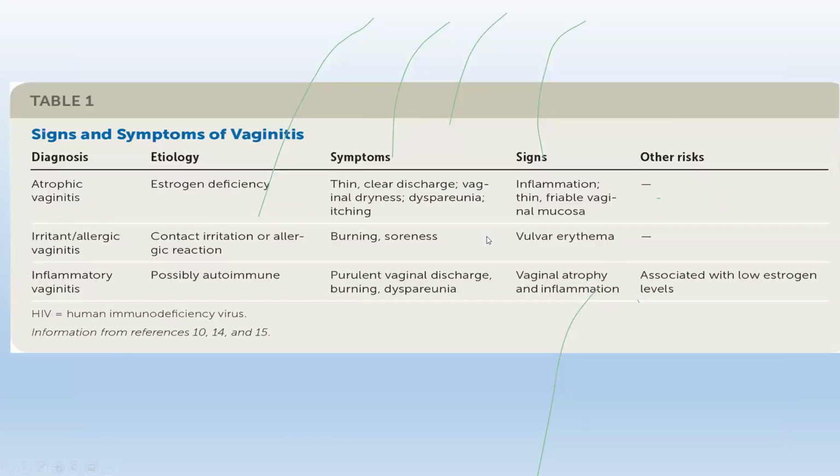All right. So atrophic vaginitis is due to estrogen deficiency in a menopausal patient. There's a clear discharge, vaginal dryness, dyspareunia, and when you examine them, you look at the vagina, it looks like the wall is thin and somewhat friable and also red. All right. So irritant and allergic vaginitis, there's a contact irritant, and also there's a burning sensation, soreness, and vulvar erythema. Inflammatory, most of the time is autoimmune, can be associated with low estrogen level. All right, sometimes they do have some discharge, dyspareunia. Also, when you examine them, there's a vaginal atrophy.